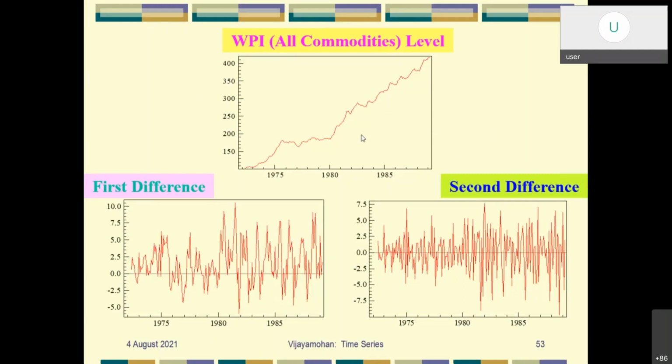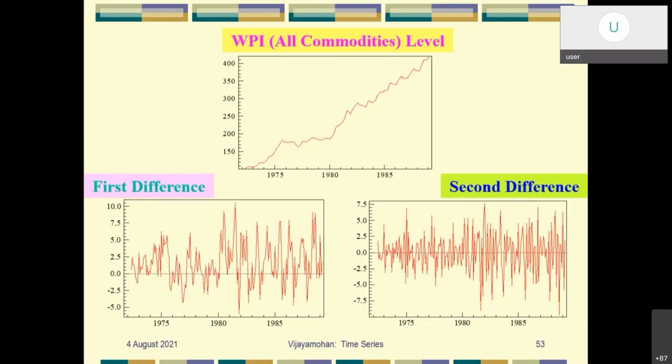Now, this is the WPI all commodities in level variable. And if we take the first difference, we have a plot like something like this. And if we take the second difference, then we get a large number of mean reversions. That may be an indication that WPI includes... Can you tell me how many unit roots?